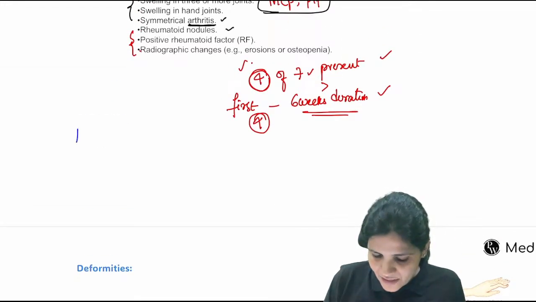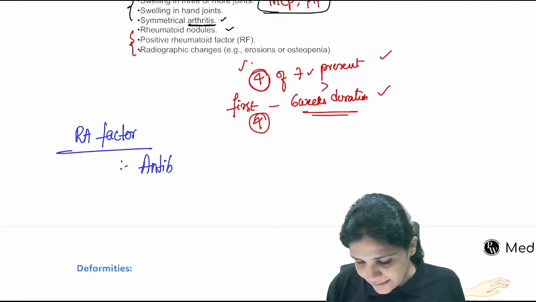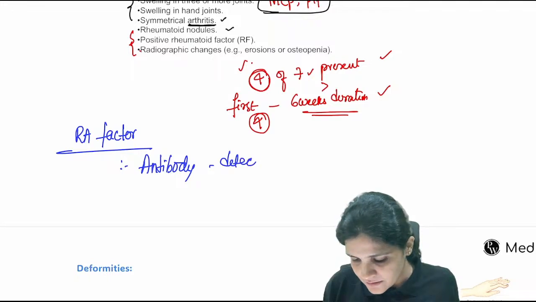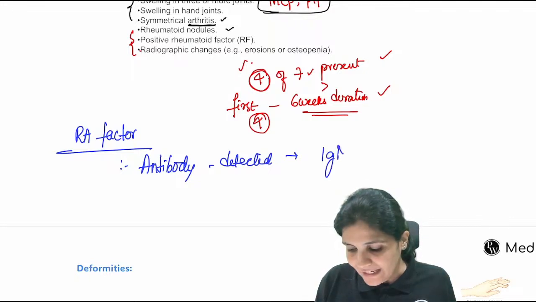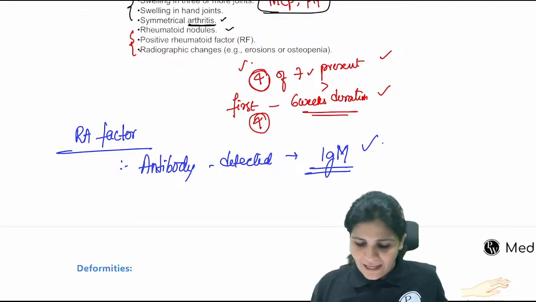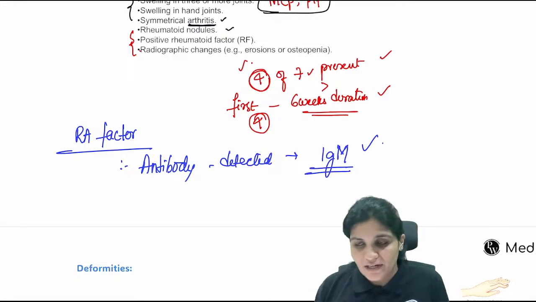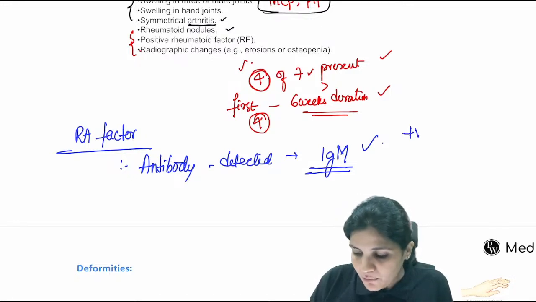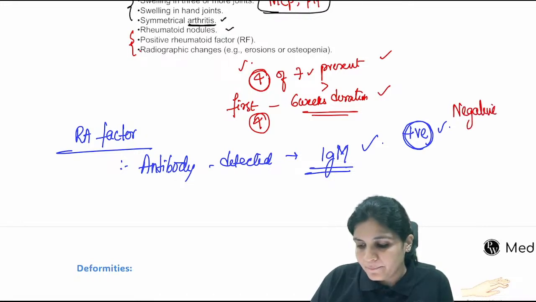So I want to tell you a little about the RA factor. RA factor is nothing but an antibody which can be detected. This is an antibody which is produced, an IgM and also an IgG, and this is the RA factor, right? And anti-CCP or anti-citrullinated peptide antibodies are a recent advancement. So the presence of a positive RA factor is usually a negative predictor.